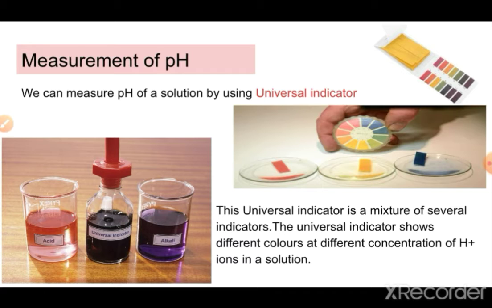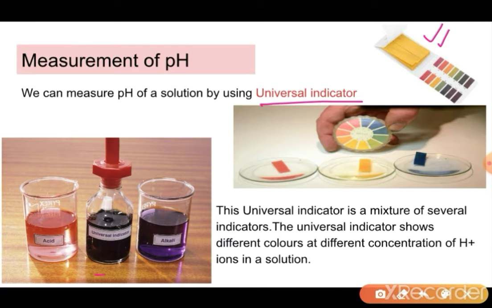Now another way of measuring the pH is the universal indicator. We have seen the pH scale and all the colors on it, from 0 to 14. But how do we measure this pH? We can measure it by using the universal indicator. The universal indicator comes in strips, the same type we have seen as litmus paper. We also have a solution of universal indicator.